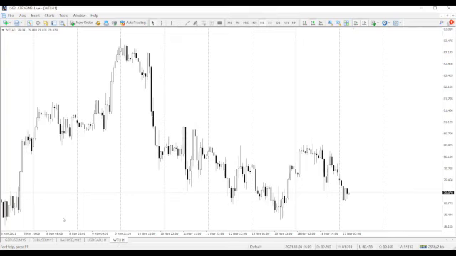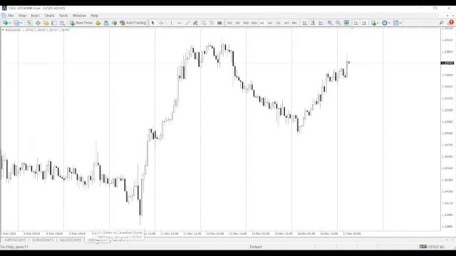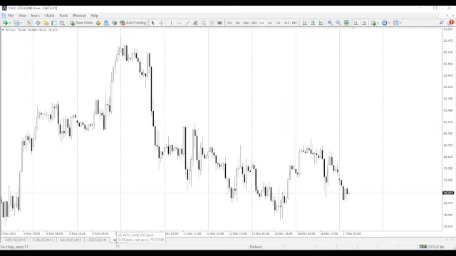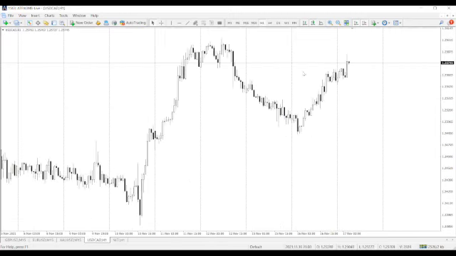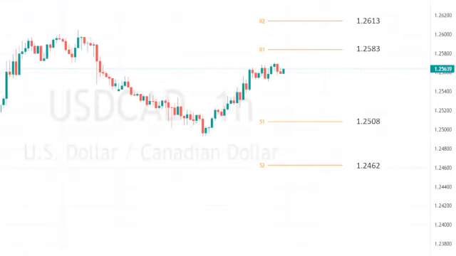On the USD/CAD, rather. Okay. So if the price of oil goes up, it means that the trend for the USD/CAD may go down since the CAD is correlated with oil. So if the price of oil is up, the CAD is up, which means that the USD/CAD might go down. So we have to be very careful with this one. Today's resistance is 1.2583 and 1.2613, and the support is 1.2508 and 1.2462 respectively.